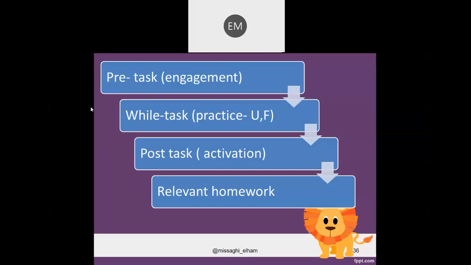Which is the engagement part? I think for pre-task engagement, we can ask them to watch any movie for the listening activity. Thank you. Very good. So we want to put our students in the, it starts with C, the word I'm looking for. What is the word? Context.